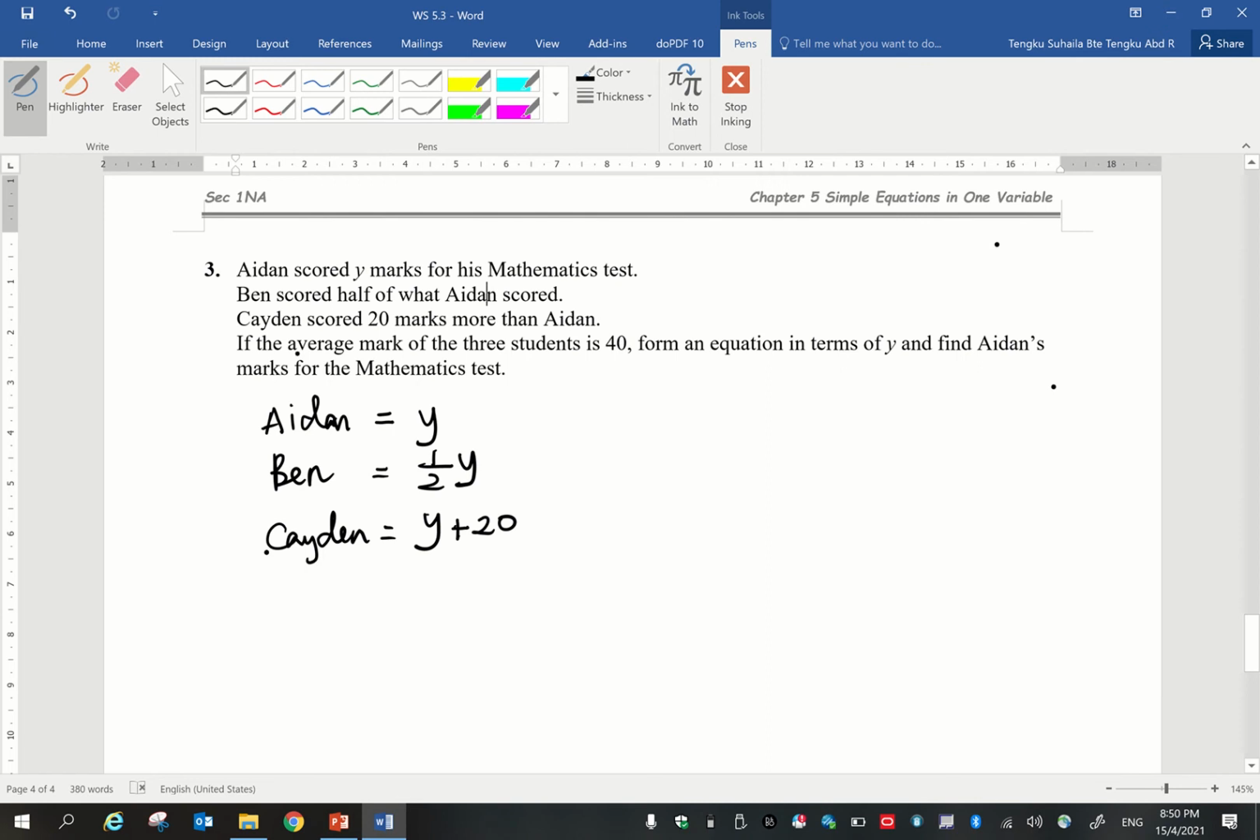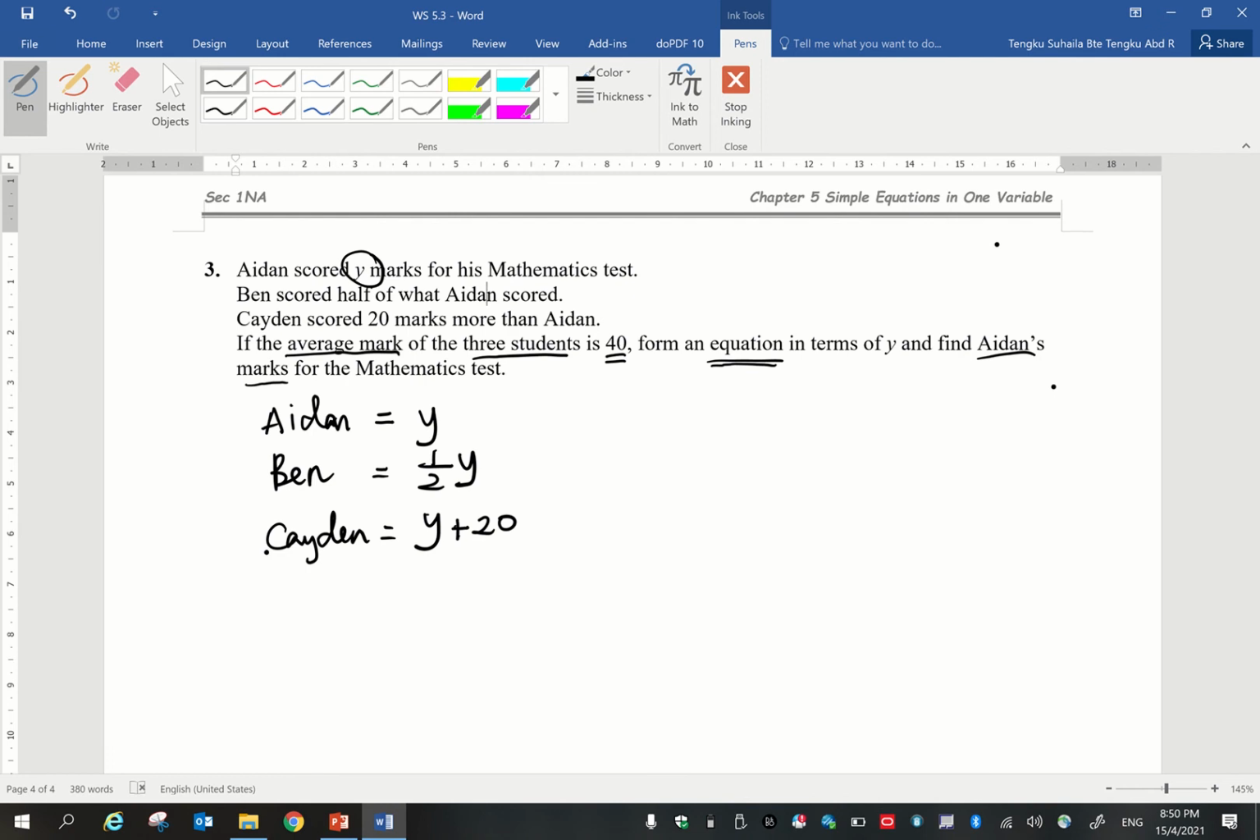Okay, and then they tell us that if the average mark of the three students is 40, form an equation in terms of Y and find Aiden's marks for the mathematics test. Okay, Aiden's marks is simply this, guys. Y. So basically, this question is just trying to tell us that they want us to solve for Y. Find Y. Okay, so we know we're going to have to form an equation first.